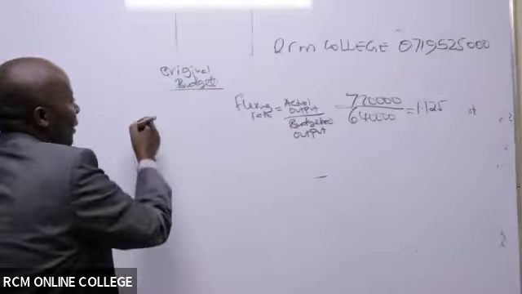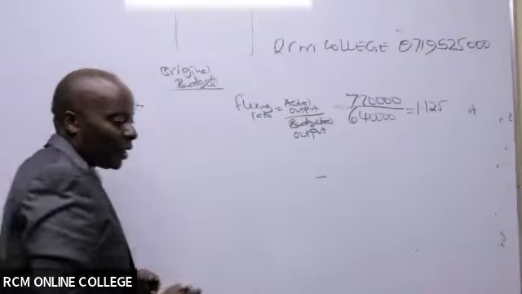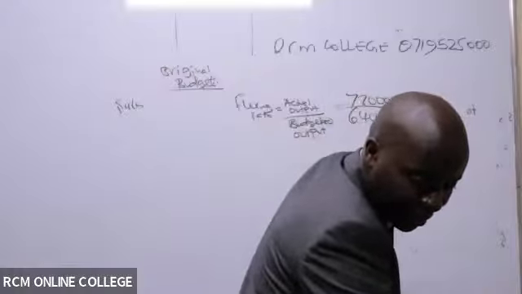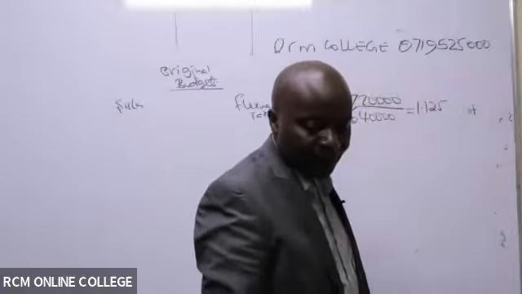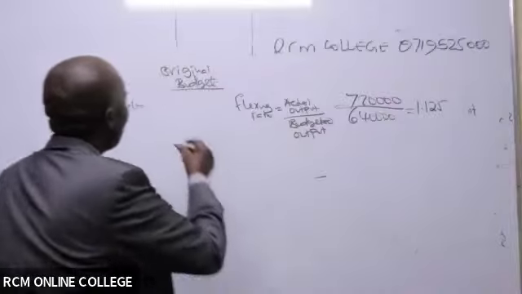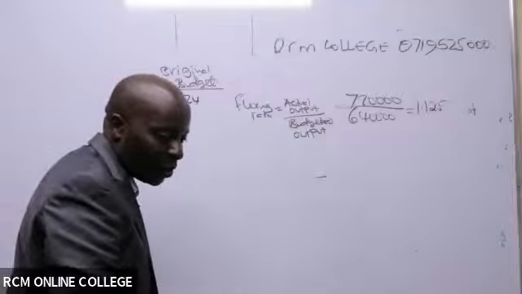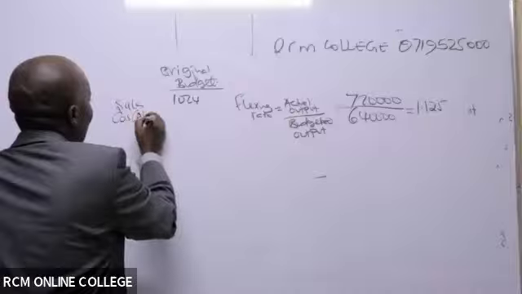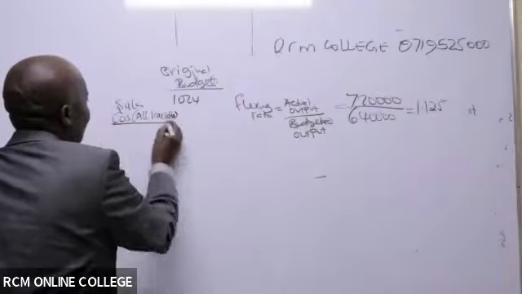I can see we have sales. What else do we have? Done. Okay. Sales of 1024. I can see we have cost of sales, and all is variable.